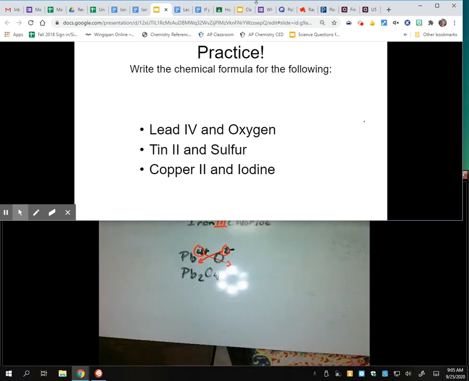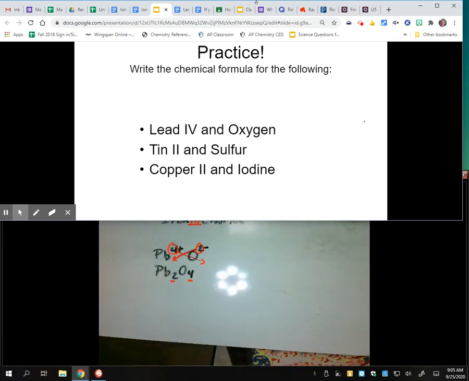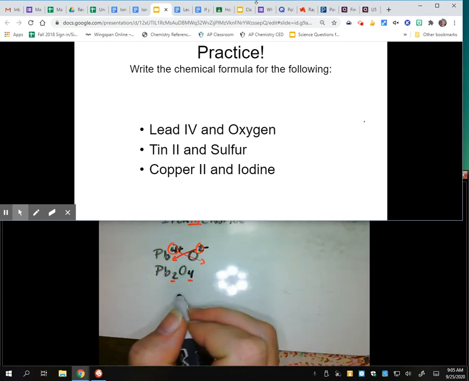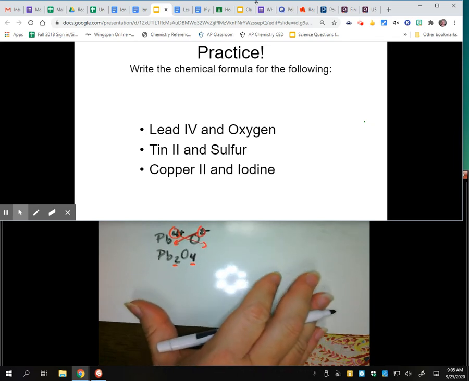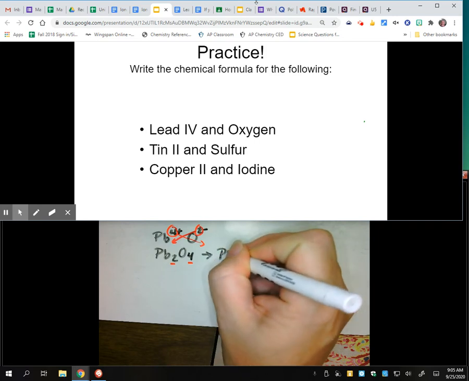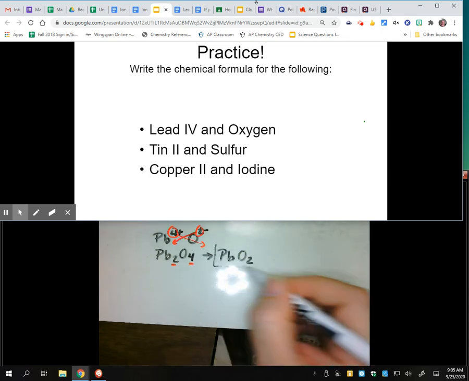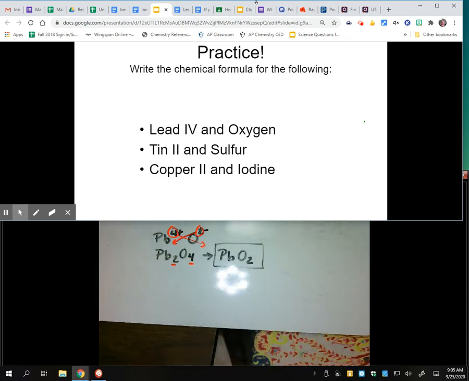Well, in this situation, I have a substance where both elements have a subscript that is divisible by 2. So this doesn't adequately represent the formula unit for lead 4 oxide. So we have to reduce this, and we're just going to divide those subscripts by 2. So it'd be PbO2. This one is the lowest whole number ratio of those atoms. You don't run into this very often, but when you do, make sure that you do reduce those down. Again, it's only for ionic compounds.